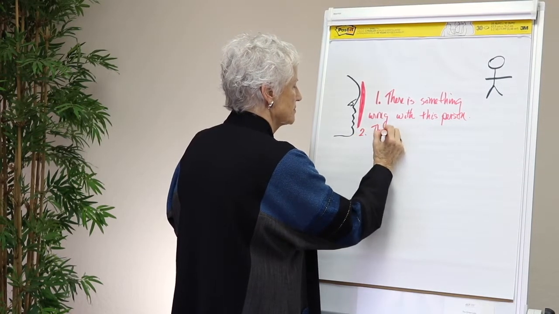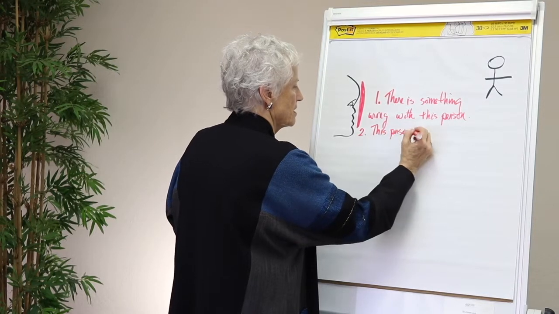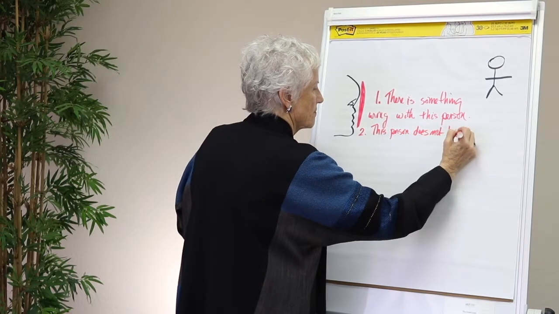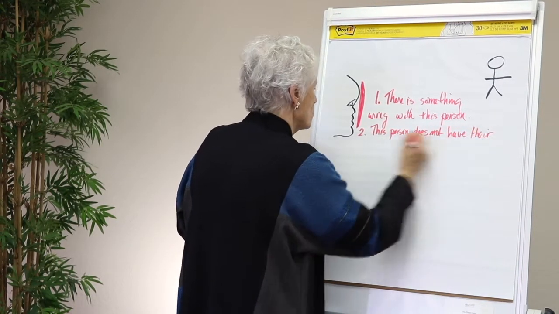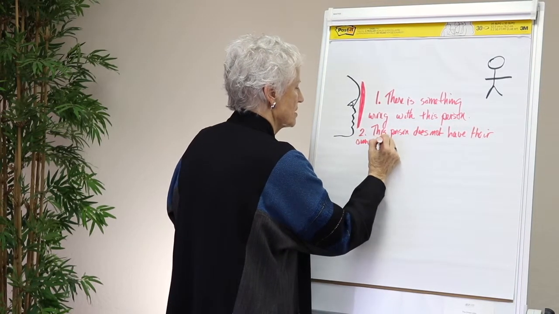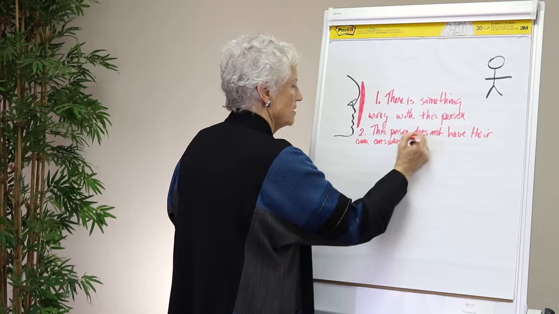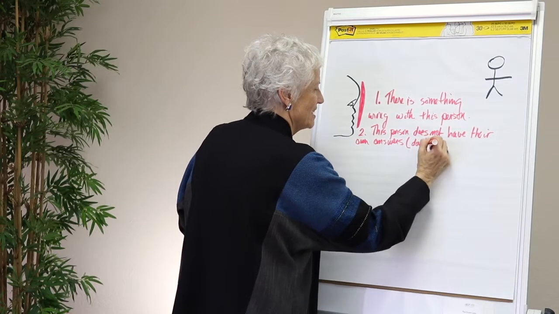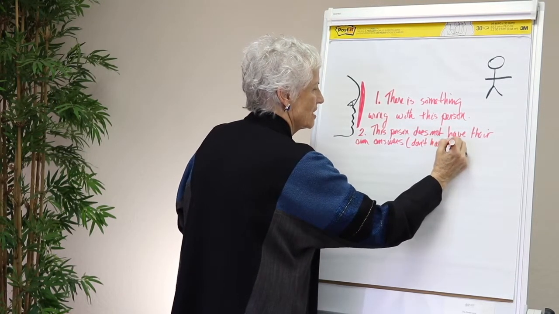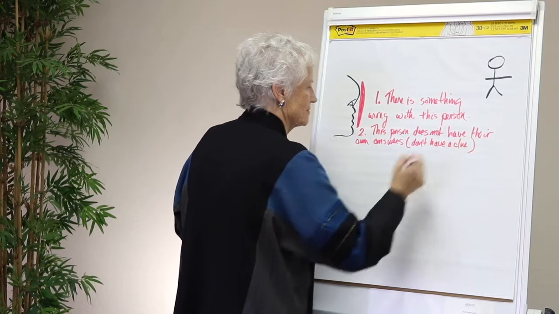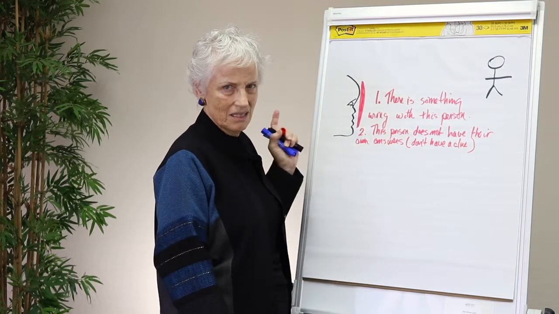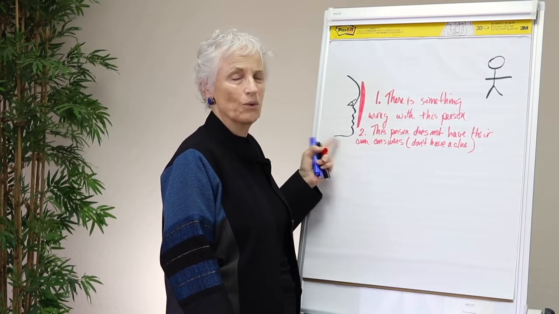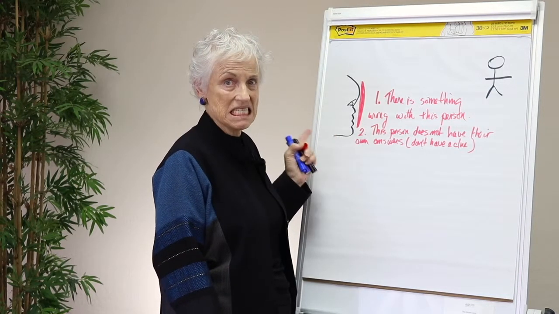This person does not have their own answers. In other words, sometimes we say they don't have a clue. They don't have a clue. I know that you as well as I have had this in our own lives, you know. That's one of the reasons that we start giving people advice.